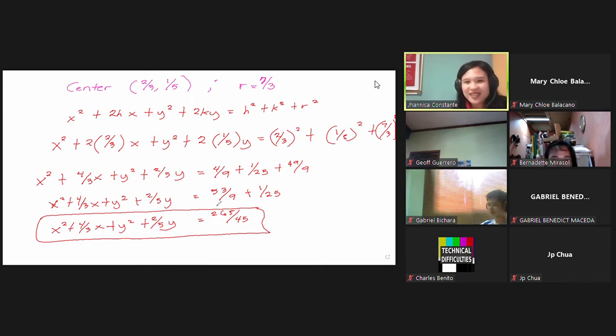Okay, so that's how you're going to solve if the given is in fraction form. Your answer should also be in fraction form. I will not allow the decimal form.